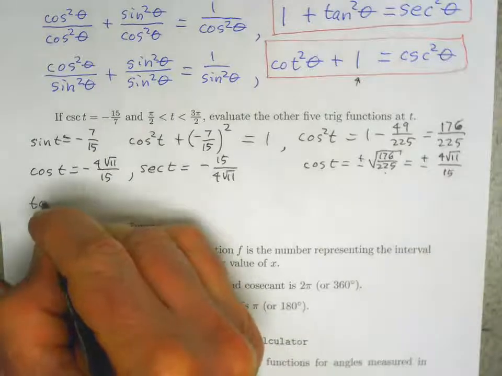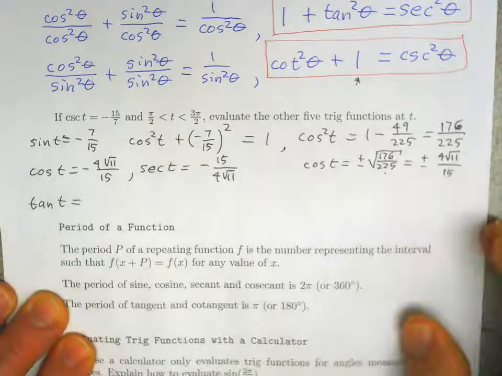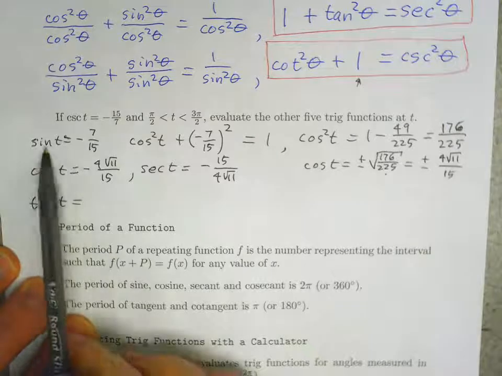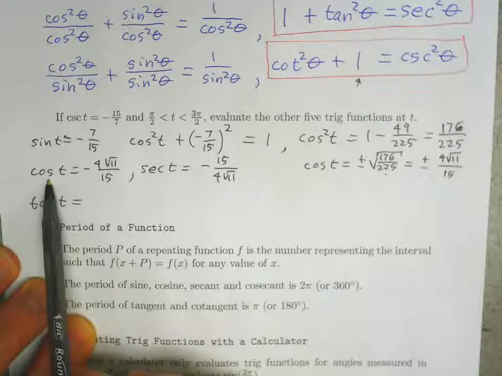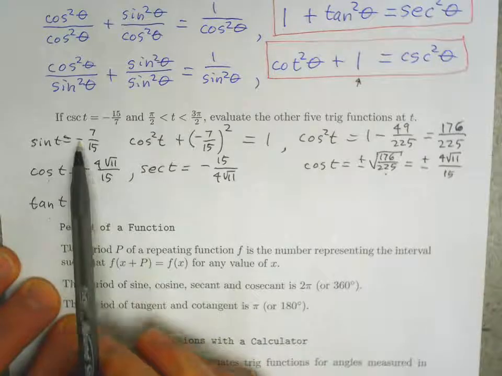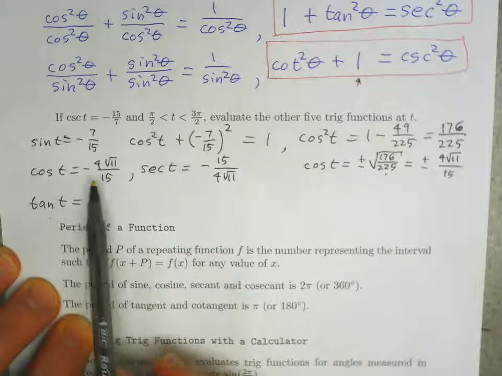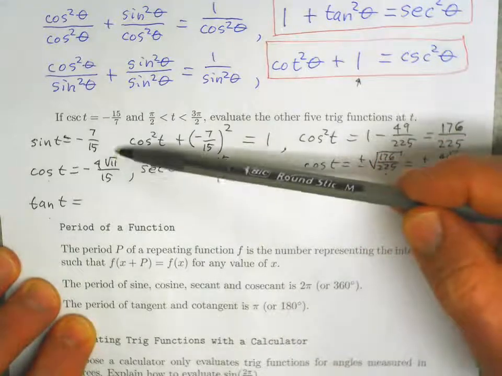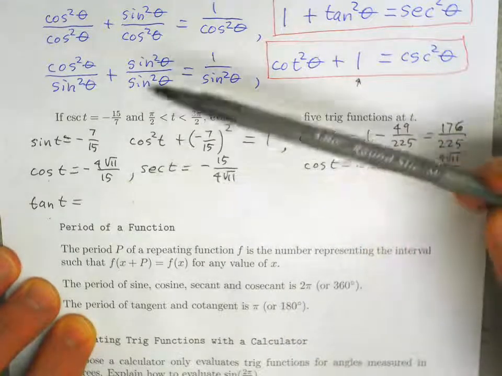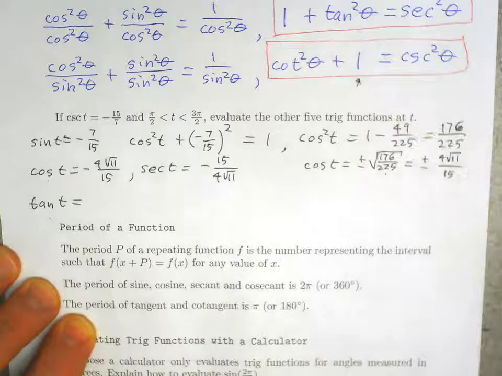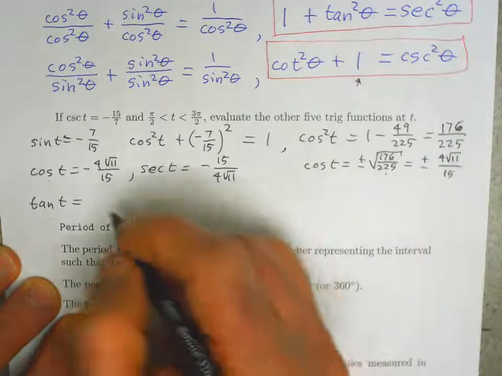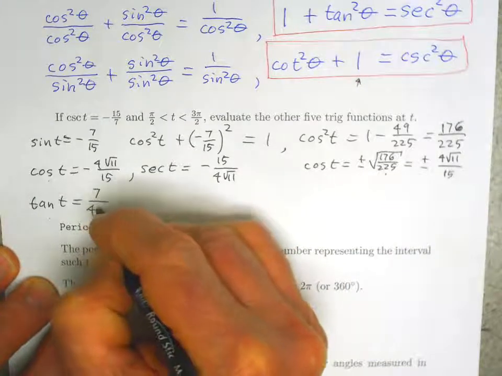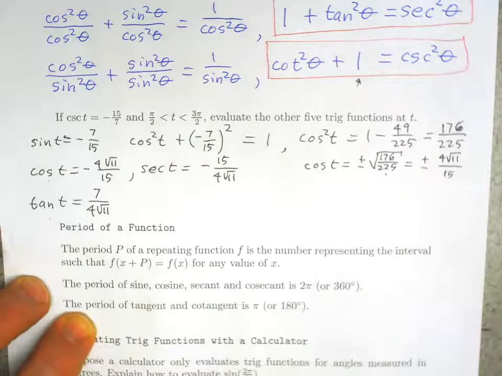Tangent of t. Well, tangent of t is sine of t divided by cosine of t. So we're going to get a negative divided by a negative. It's positive. Since the denominators are the same for sine of t and cosine of t, when we divide, we're going to get a cancellation. And we'll just end up with positive 7/4 times the square root of 11 for tangent of t.